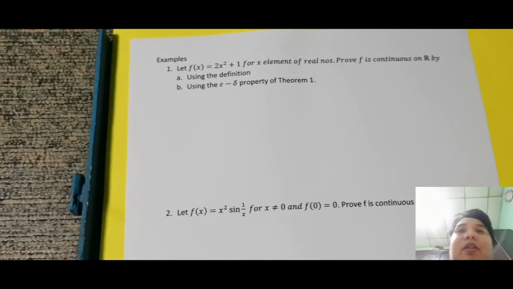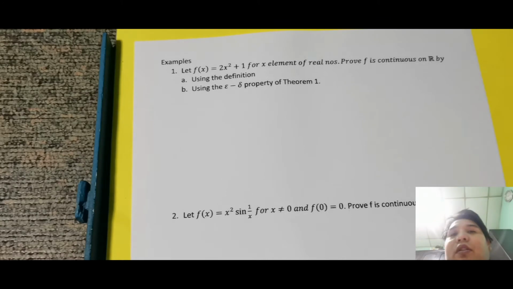Okay, so let's have example. So, examples. Number 1, so let f of x is equal to 2x squared plus 1 for x element of real numbers. Prove that f is continuous on R by letter A using the definition. So yung kanina, mag-assume ka na maghahanap ka ng sequence na magtatend dun sa sinasabi niya. Then letter B using the epsilon delta property.